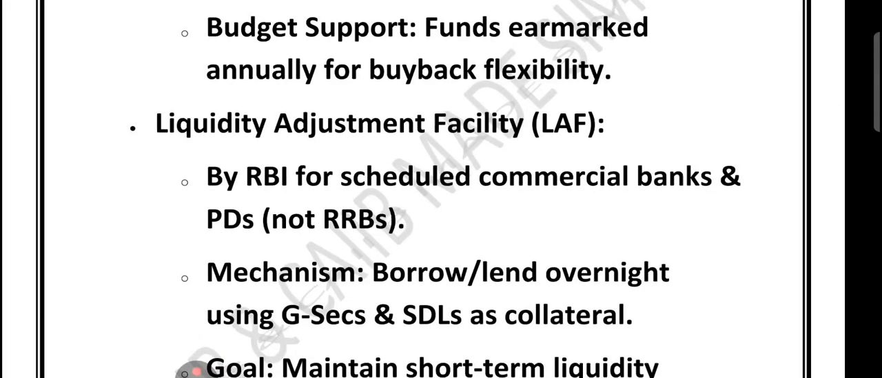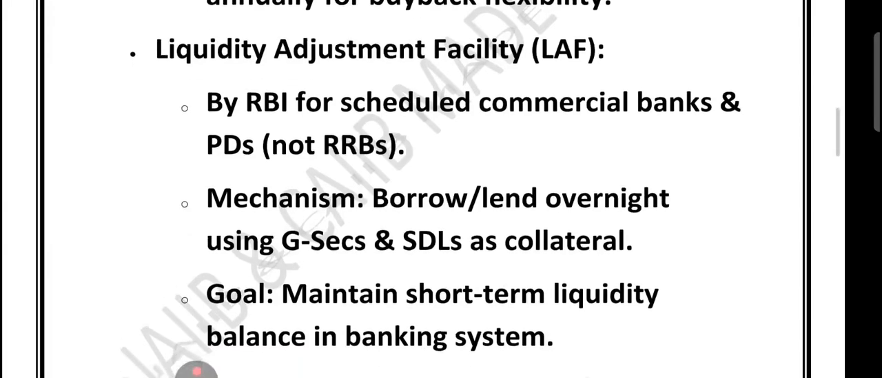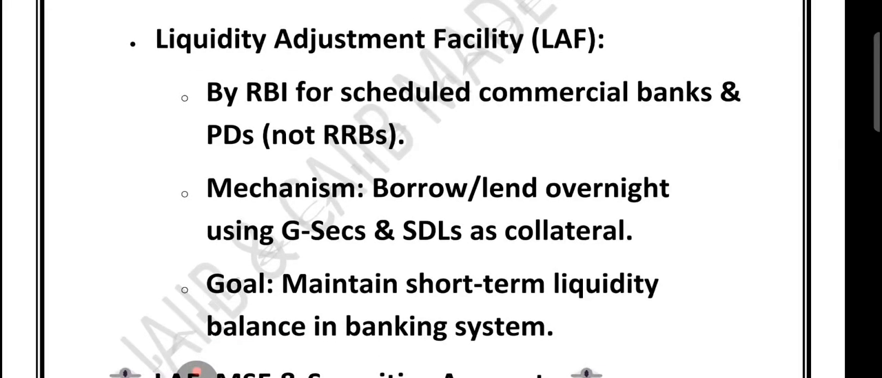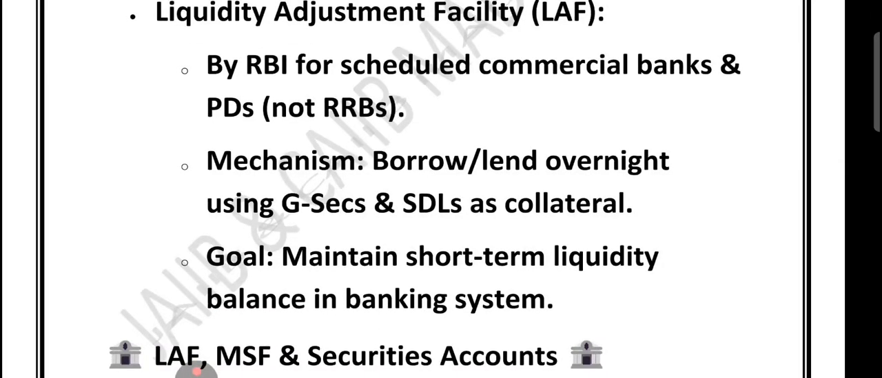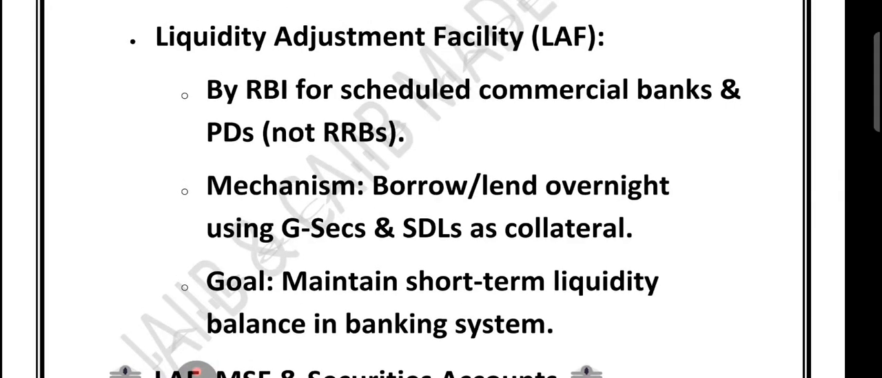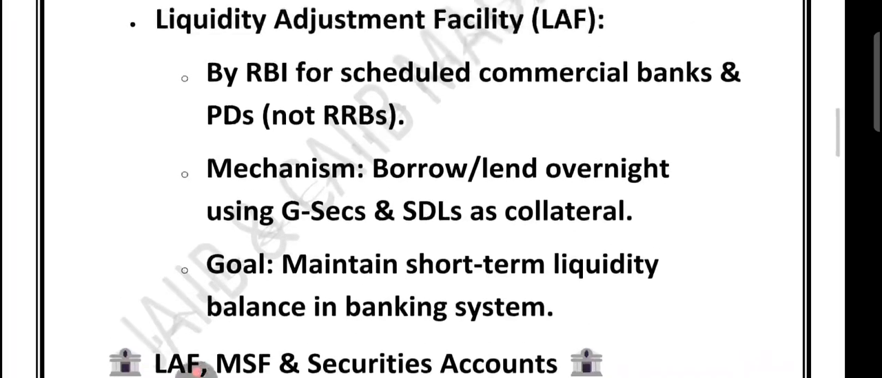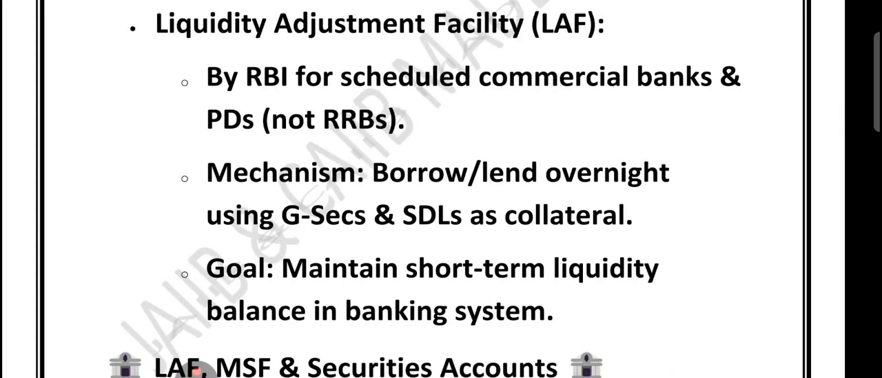Then we have the liquidity adjustment facility, in short we call it LAF. This is the RBI's daily balancing tool for banks. This LAF allows scheduled commercial banks and primary dealers, but not RRBs. Please note that RRB is not there. It allows banks and primary dealers to borrow or lend money overnight using government securities or SDLs as collateral. The goal is to maintain short-term liquidity, neither too much nor too little money in the system. So this LAF keeps the banking system's daily cash flow stable and smooth.